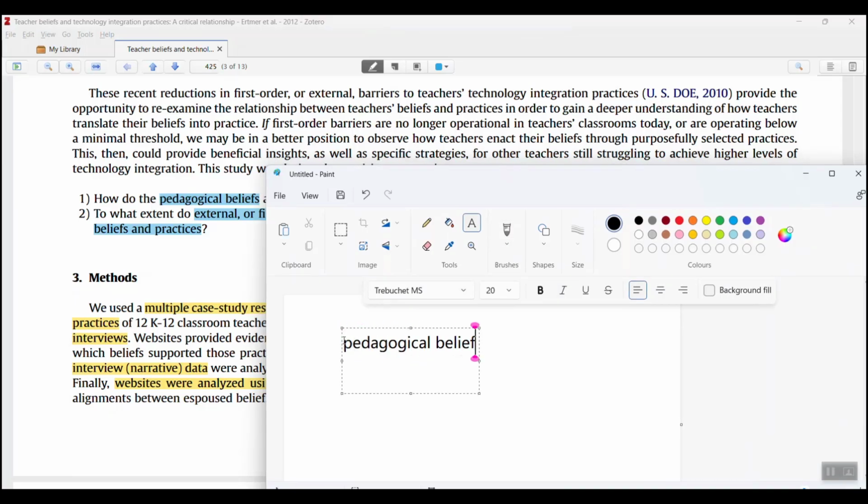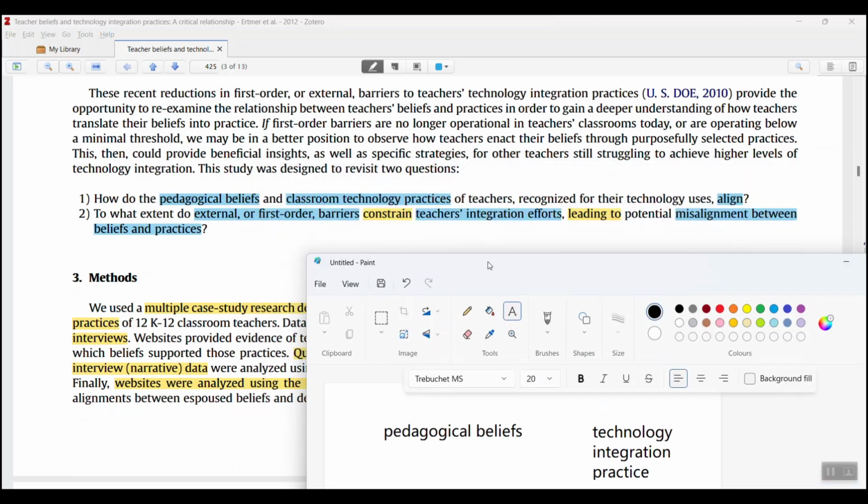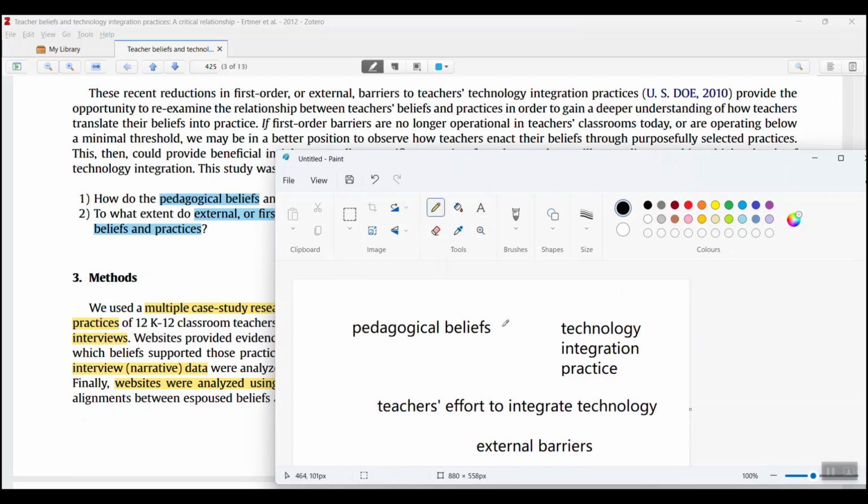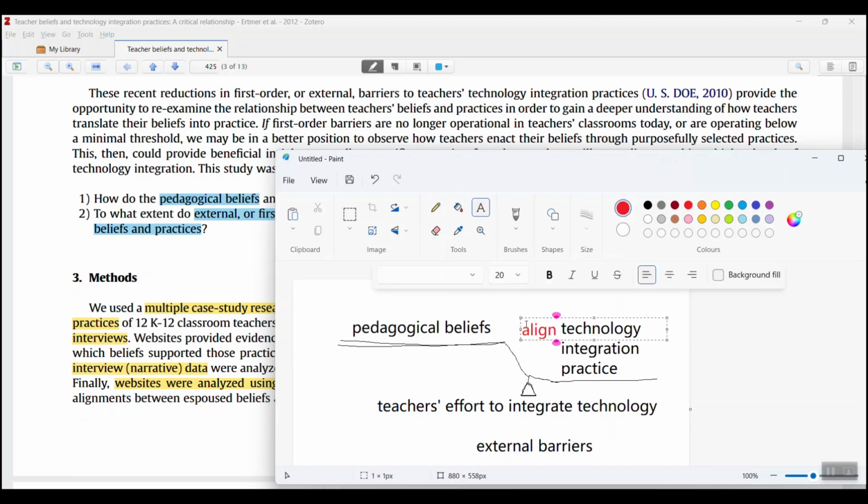Let's put these relationships into a graph. So I tab out all the different concepts from the two research questions and then map them with some arrows. The pedagogical beliefs and technology integration practice, there's a relationship of alignment between the two. So I put them on a scale.